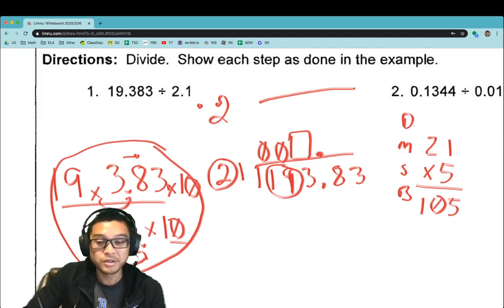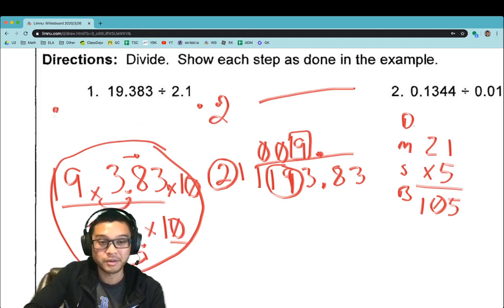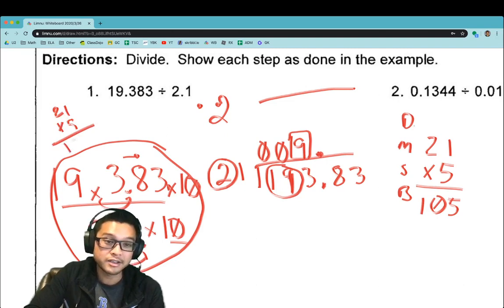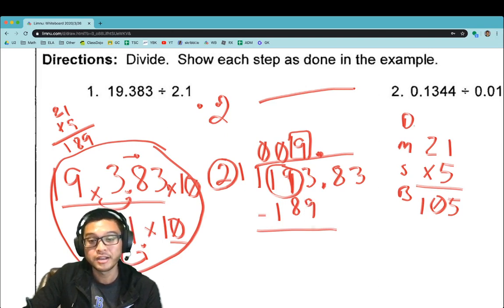So 2 times 10 gives us 20, but that's too big. So I'm going to try 2 times 9, because I know 2 times 9 is 18, which is close to 19. So this has to work. So let's try. I have no idea where I'm going to show my work. Let's do 21 times 9 over here and I get 189. Hey, that works. It's just a little bit less than 193. You subtract, I get a 4. After you subtract, you bring down the 8.